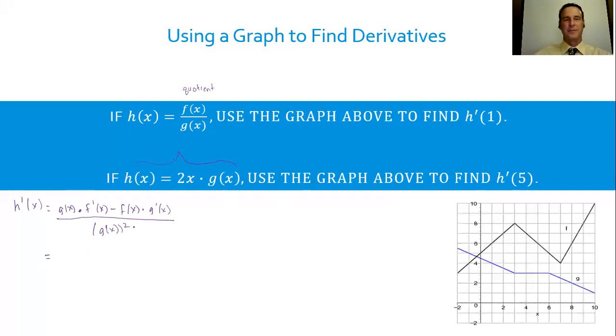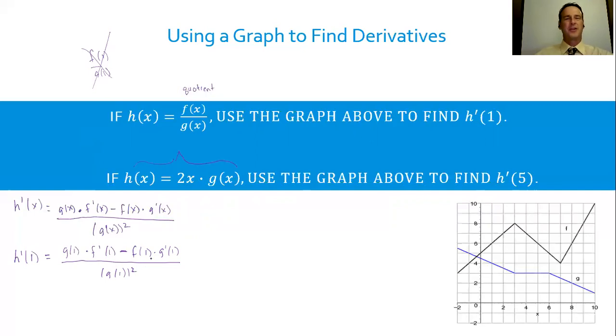All right, and so from here I can answer the other two questions. I need h prime of 1. So what that means is anytime I see an x, I'm going to put a 1 in there. Again, what's the silly mistake people do? They'll say, oh, let me just find f of 1 and g of 1. It's like, no, don't do that. Okay, so g of 1 times f prime of 1 minus f of 1 times g prime of 1. And this is g of 1 squared.